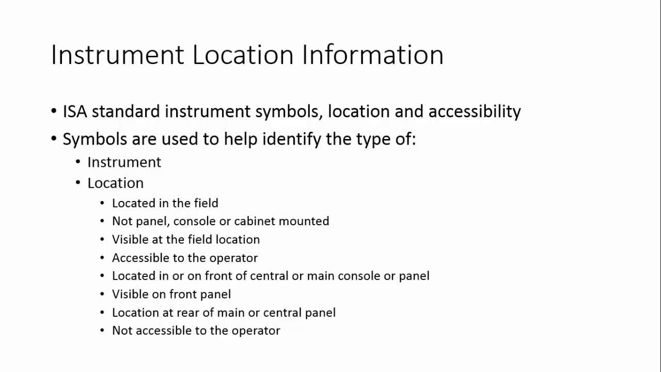It's also going to give you an idea of the location. Is that instrument located in the field? Some instruments are mounted right on the process. It's in the field. Is it maybe not on the panel or a console or cabinet mounted? Is it visible at the field location or not visible? Is it accessible to the operator? Some instruments are, some instruments are not. Is it located in or on the front of the central or main control panel? Is it visible on the front panel? Is it located at the rear of the main or central panel? Or maybe it's not even accessible to the operator when it's on the panel or on the console. All of this information is depicted in the symbol that is used.